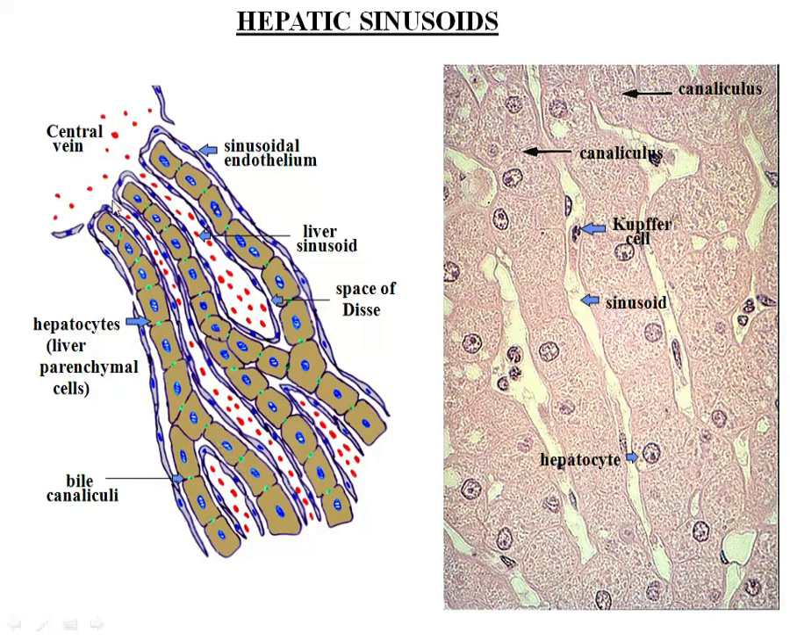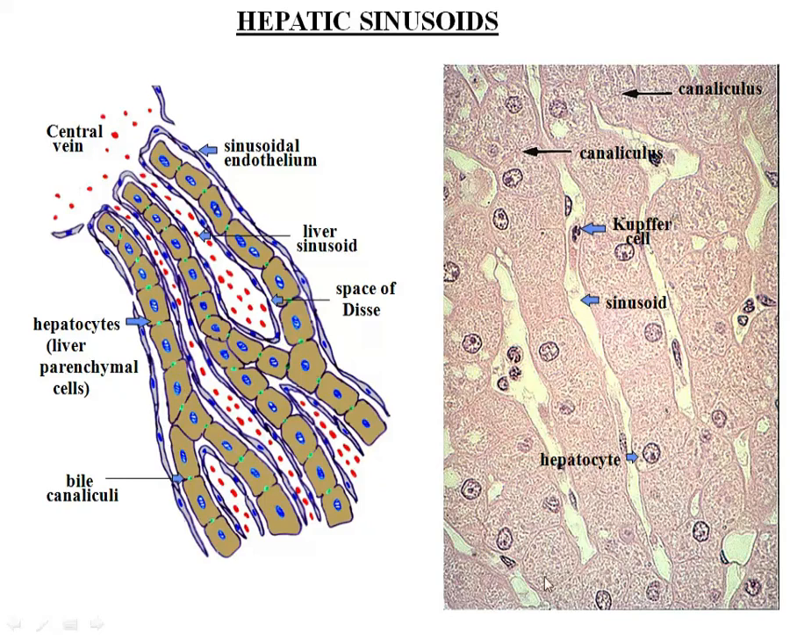And in between the sinusoids, which are lined with the endothelial cells, the blood flows, and that blood then comes in contact with the hepatocytes, and there takes place the exchange of nutrients and metabolism and the rest of the things. So just take a look at this labeling. This space between the endothelial cell and the hepatocyte is called the space of Disse. And these are the liver sinusoids. These are the sinusoidal endothelial cells. Then there is a central vein, then hepatocytes or parenchymal cells, then bile canaliculi.